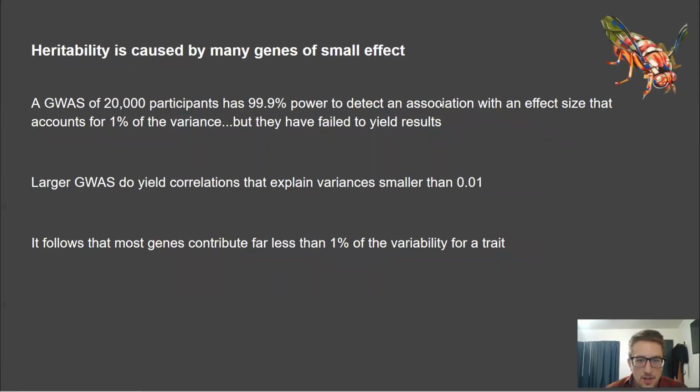So heritability is caused by many genes of small effect. We've been over this a little bit, but just to give you an idea of how many participants you really need to see this: a GWAS of 20,000 participants has almost perfect, 99% accuracy to detect an association with an effect size that accounts for 1% of the variance. But they just don't do that. And the reason for that is that genes are contributing very minuscule amounts of the variance per gene. So you need to find tons and tons of genes of very low effect to really find out why this person is exhibiting that phenotype.